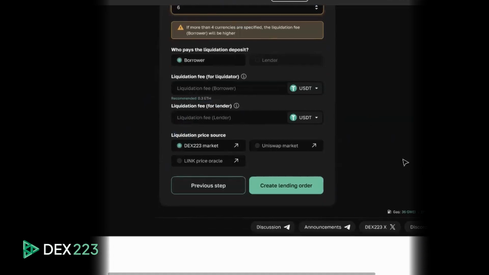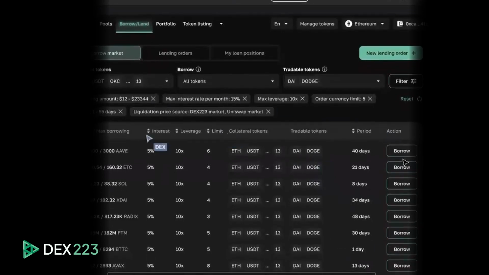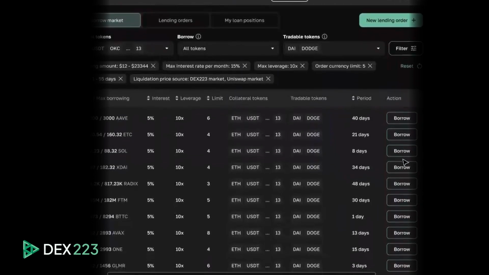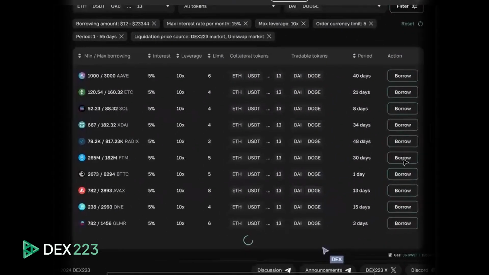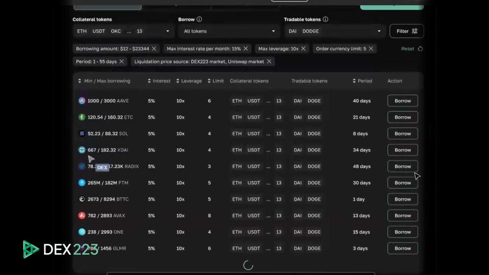Let's scroll to the next page. And this is how borrowing will look like. After the lending order is created, the lending order will go to the smart contract, the funds will be stored there, and all the active orders will be available to everyone. Everyone will be able to borrow funds from there, and the users on our exchange will be able to observe all the active orders in this menu on the borrow mark.